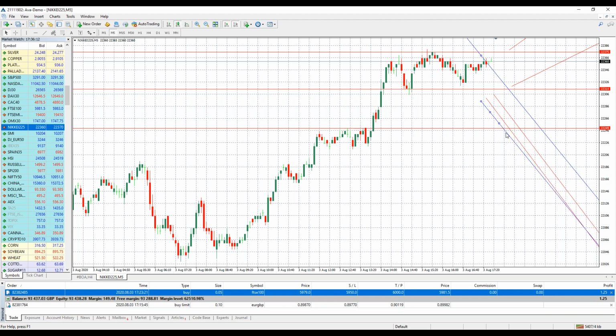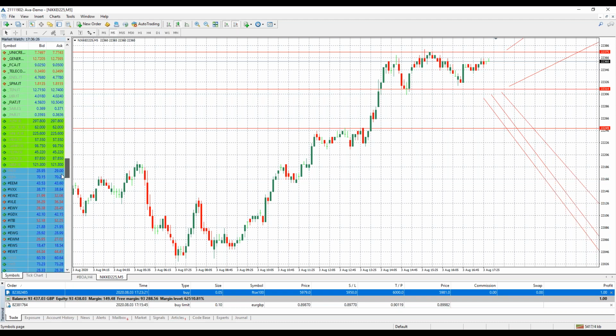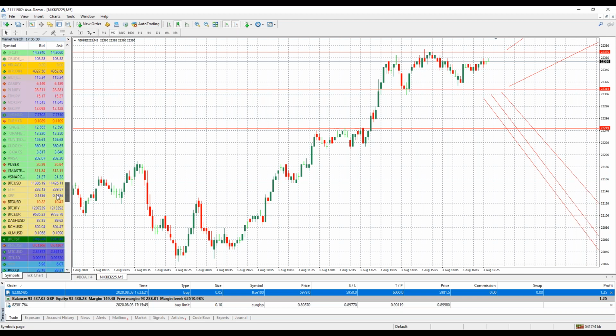And I did not mean to add the channel. I meant to add another line. There we are. Okay. So really nice potential setups here with these indices. Now, I promised we'd look at Microsoft. Let's have a look. And Apple. I think I passed them up.